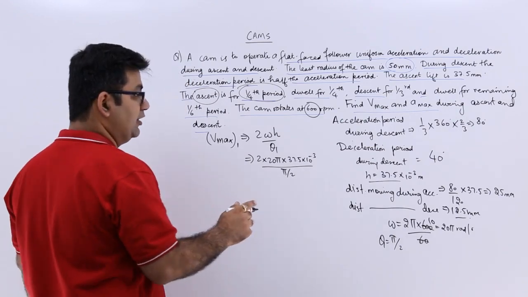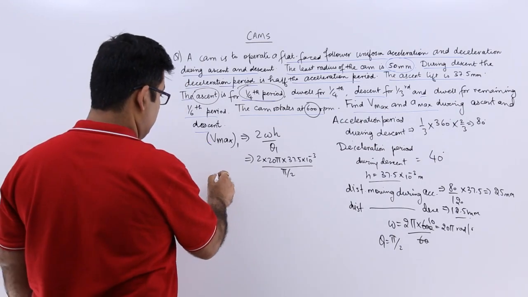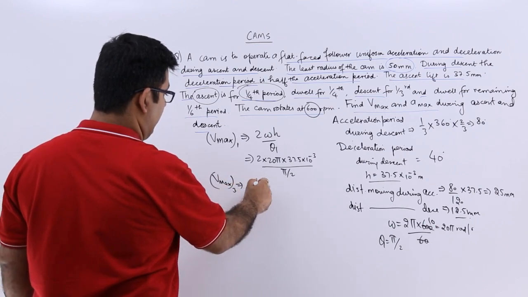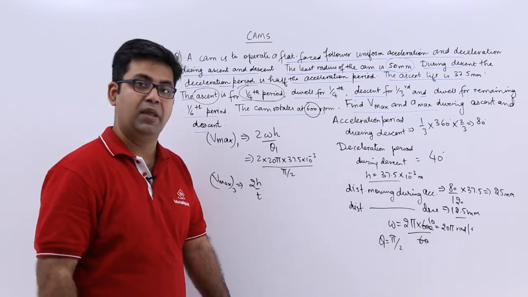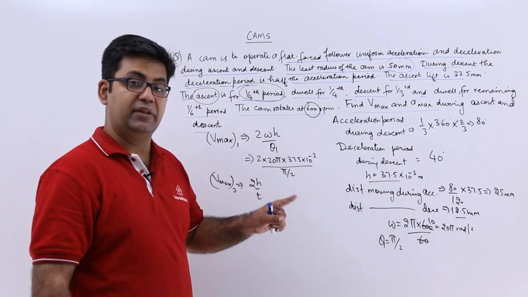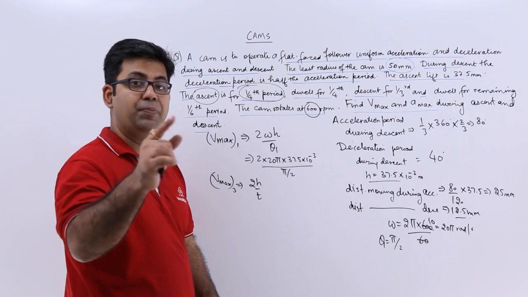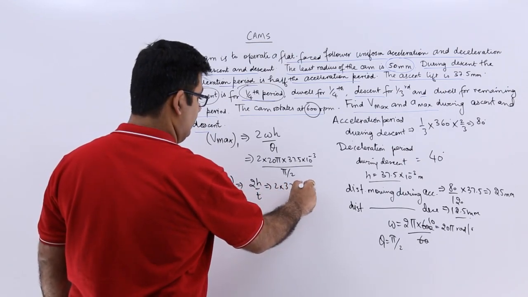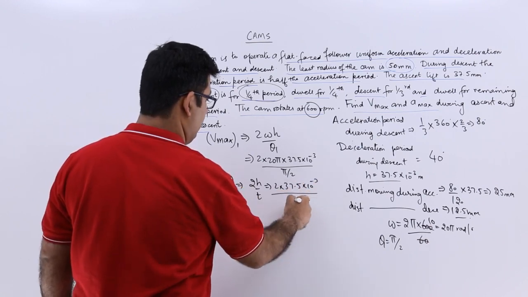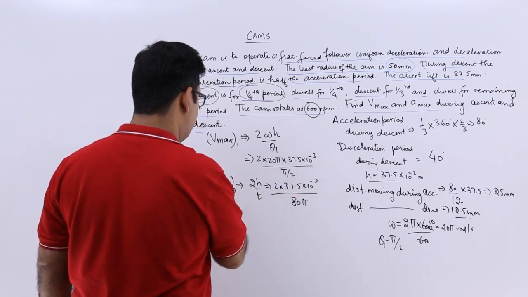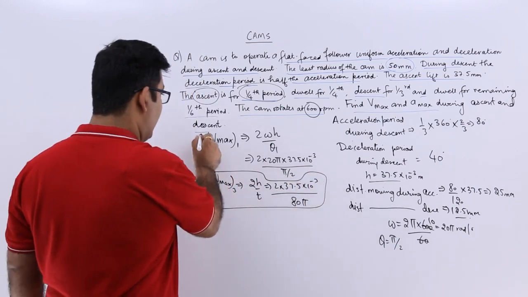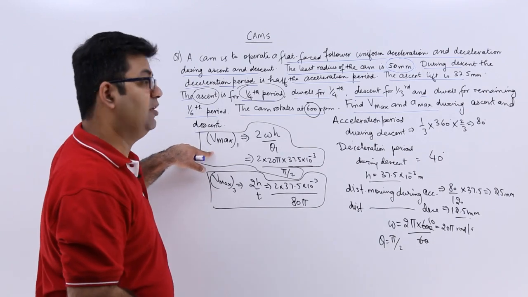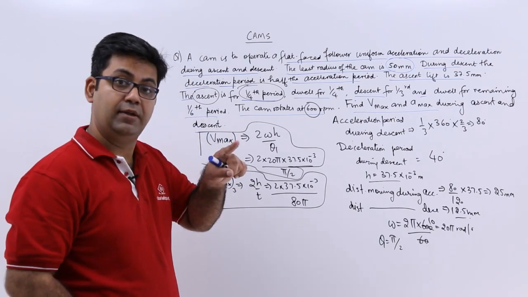Now the Vmax during the descent would be 2 into h upon t. The time period during the descent is 80 into pi. So you get 2 into h upon 80 pi. This gives you the Vmax during descent, and the earlier value is the Vmax during ascent.